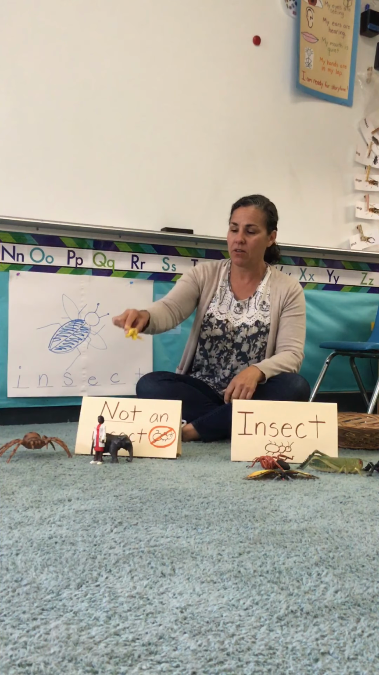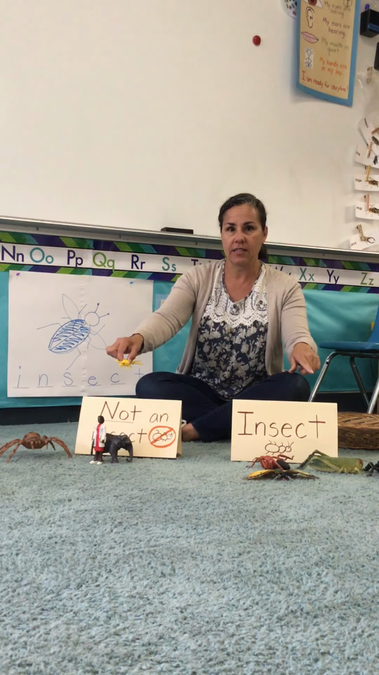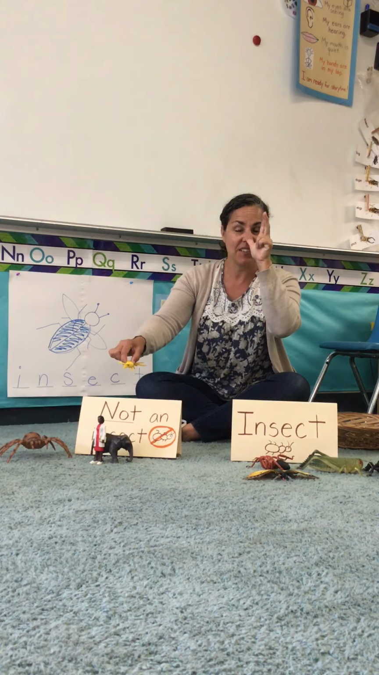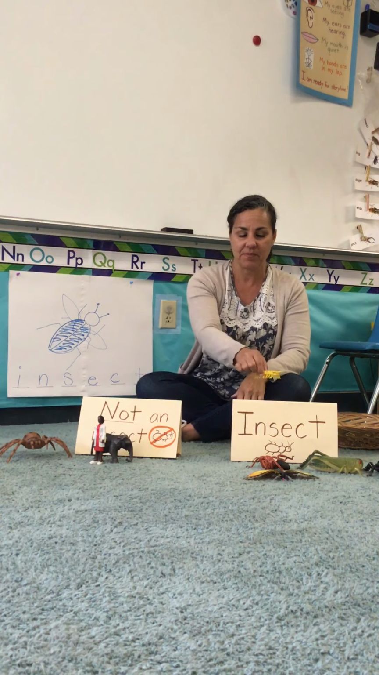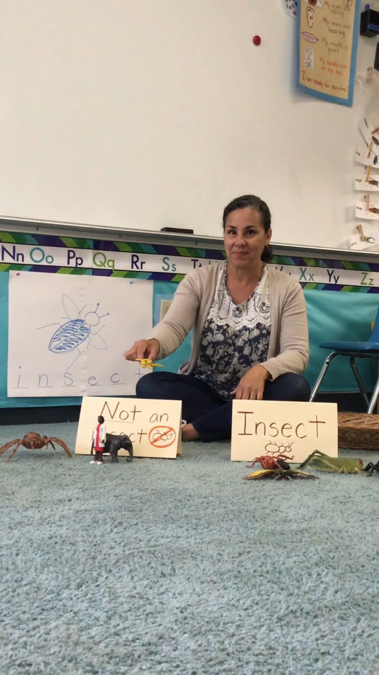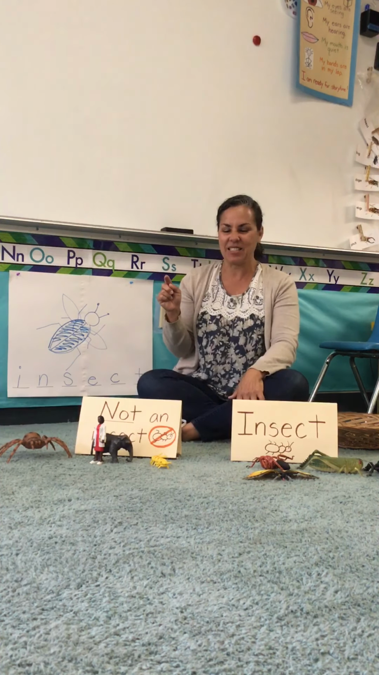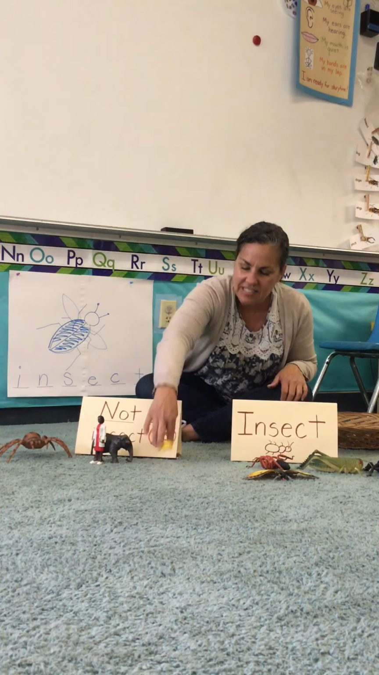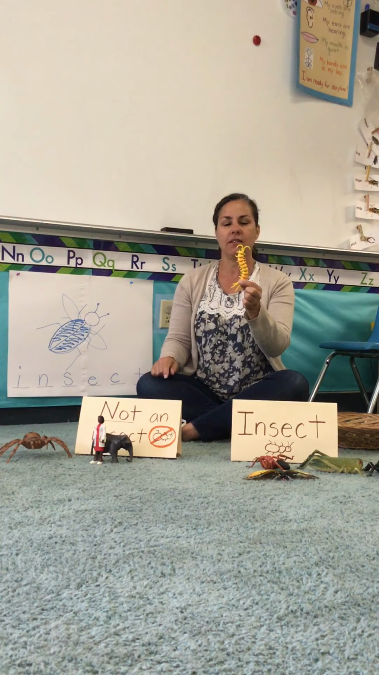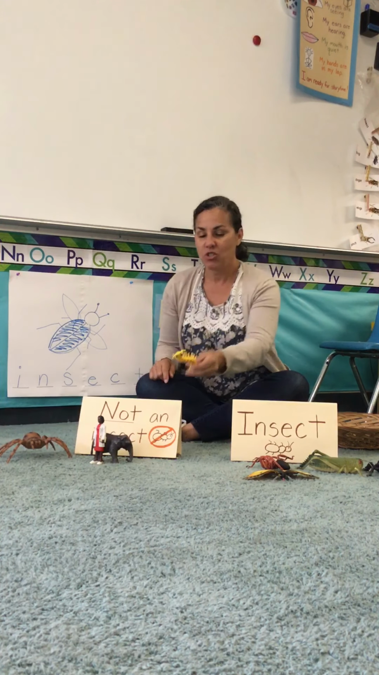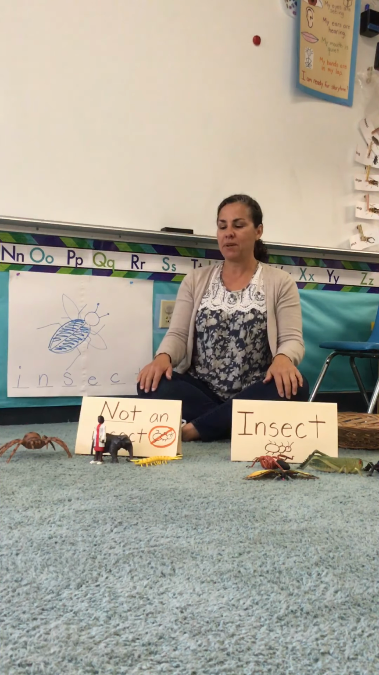Should we put it here? Not an insect or insect? Insect or not an insect? Point. Good, friends. It goes right there. It is not an insect. It has too many legs. I think this is called a centipede. Too many legs, not an insect. It's a different kind of bug.